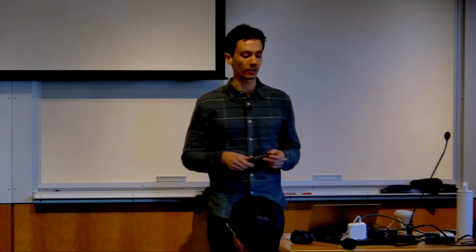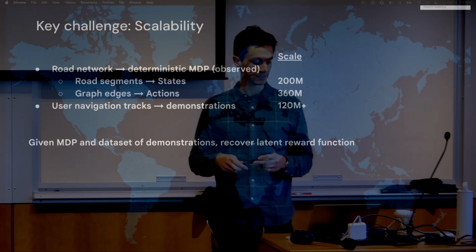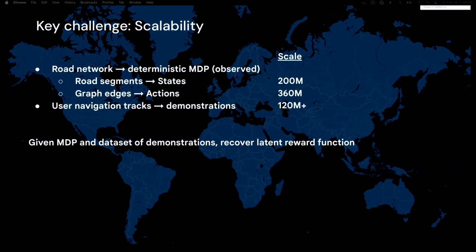If you look at the worldwide road network, it contains several hundred million states and a similar number of demonstration trajectories. We actually had access to tens of billions of additional demonstrations if we had needed them, but this was basically all that we needed. Given this very large MDP and demonstrations, remember that our goal is to recover the latent reward function across the graph and then use that to serve better routes.